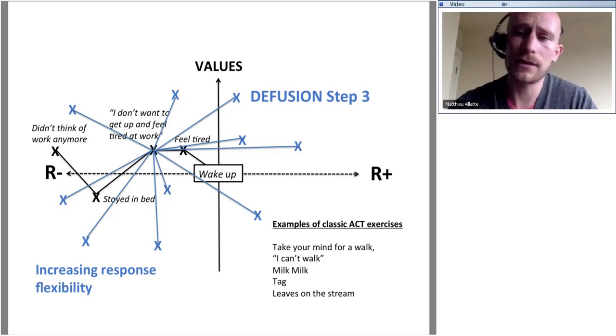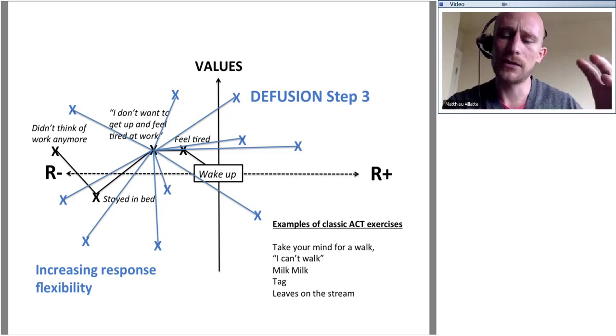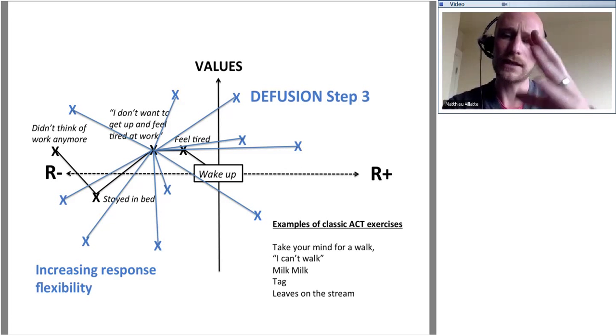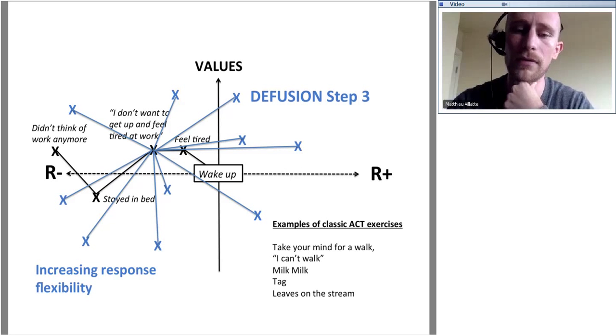Leaves on the stream is another exercise. In fact, we talked about it earlier for increasing awareness, but leaves on the stream is pretty good to do also for increasing flexibility, because the purpose is to put your thoughts on leaves and to let the leaves float on the stream. So you learn a different response. Instead of acting upon the thoughts, instead of being stuck with the thoughts, you let them go. Okay, so it's a different response to let a thought go rather than trying to get rid of it or acting upon the thoughts.